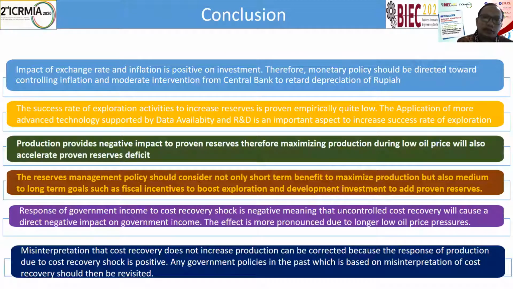So the conclusion is, for monetary policy, we should focus on the top priority of controlling inflation, and the second priority is to retard depreciation of the rupiah. The success rate of exploration activities still needs to be improved by applying more advanced technology, providing more data availability, and increasing research and development. And also resource management should consider not only short-term production to maximize production, but also the medium to long term by providing incentives to boost exploration and development investment in Indonesia.